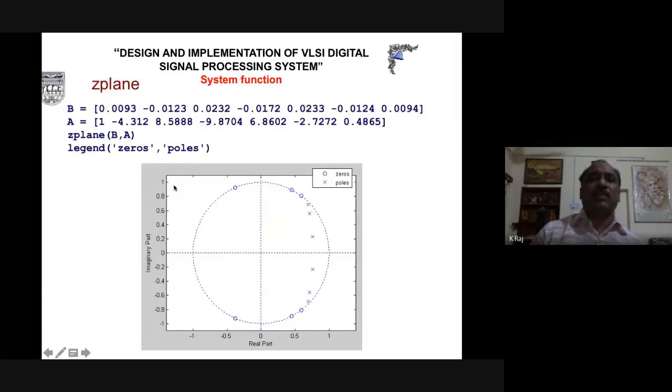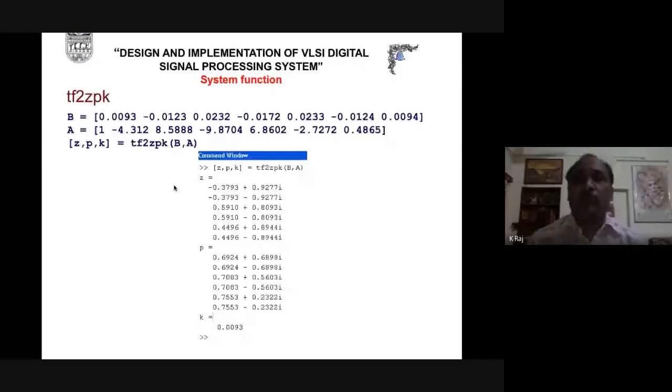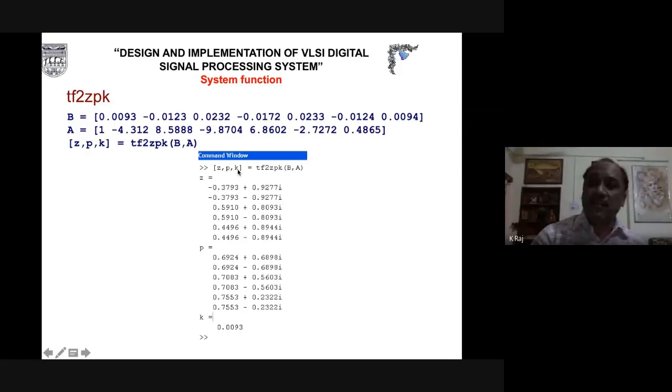Now, if we are interested to get the pole zero values, what are the values of the poles? What are the values of the zeros? And what is the value of the gain? For that purpose, we have to use the ZPK. Z is the zero, P is the poles, and K is the gain. These are not parts but only notations. This is only the command.